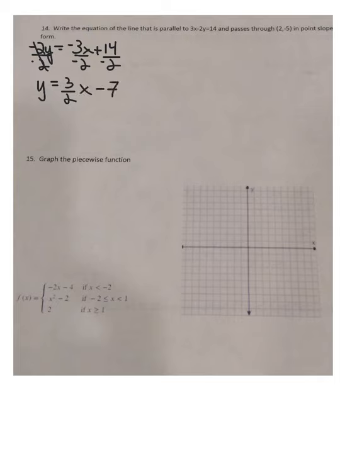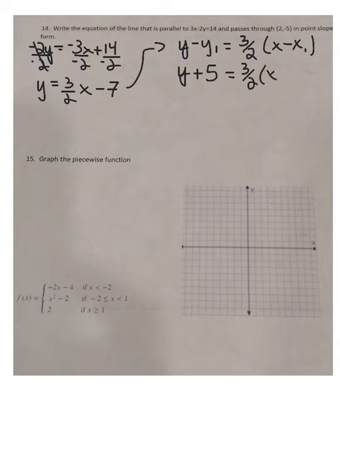All right, now it says to write an equation of a line that's parallel to this one. So I know parallel lines have the same slope. Now it does say in point slope form. So y minus y1 equals, I know that the slope is 3/2 because parallel lines have the same slope, and then x minus x1. Okay, and then they gave you the point 2, -5, so that's going to be y minus -5, which is really plus 5, equals 3/2, and then x minus 2.